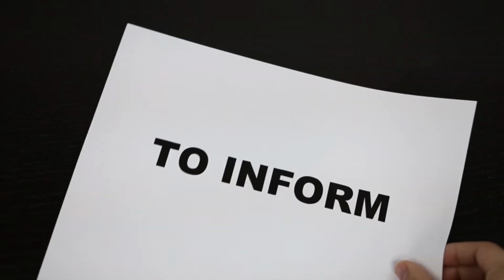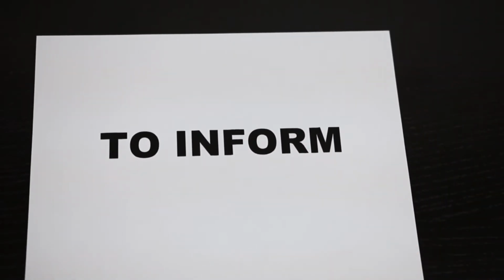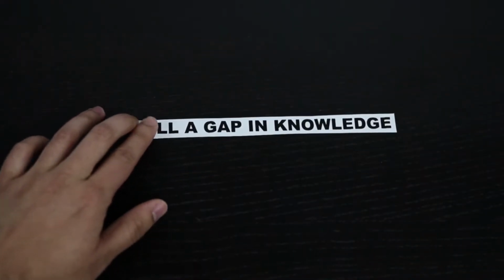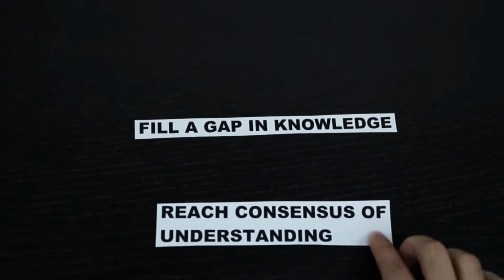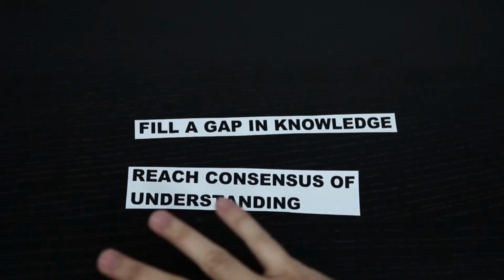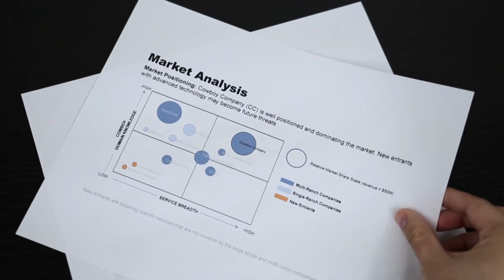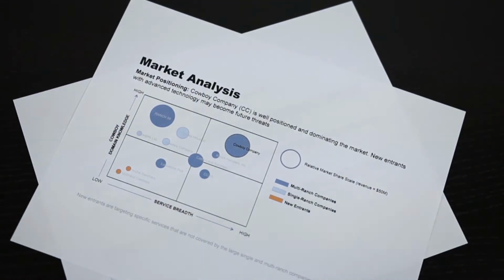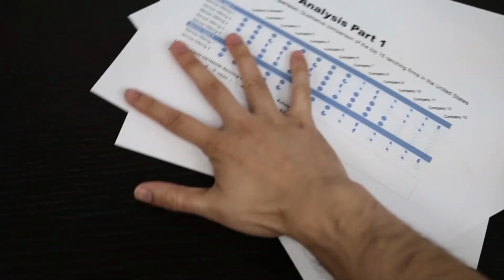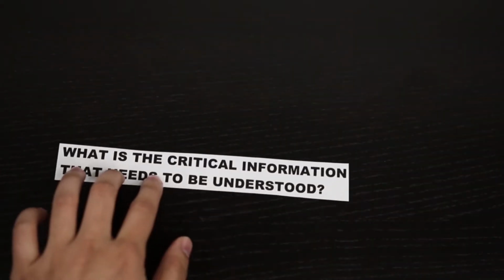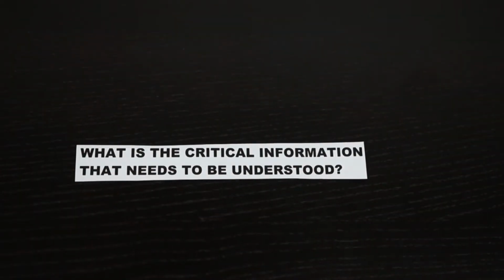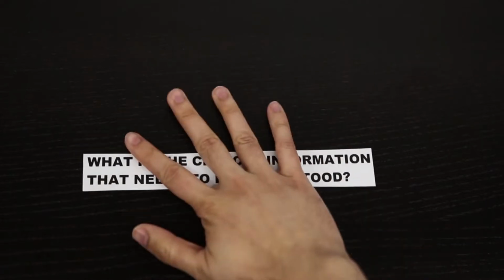Let's start with slides made to inform. The purpose of informative presentations is to fill a gap in knowledge and reach a consensus of understanding. Examples of this would include status reports, market analysis, and any type of comparison reports. The main question to keep asking yourself when drafting this type of content is, what is the critical information that needs to be understood?